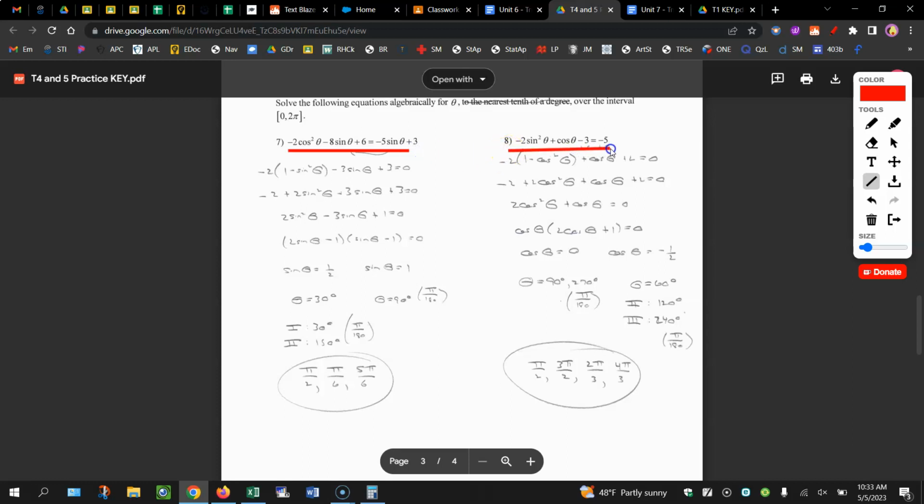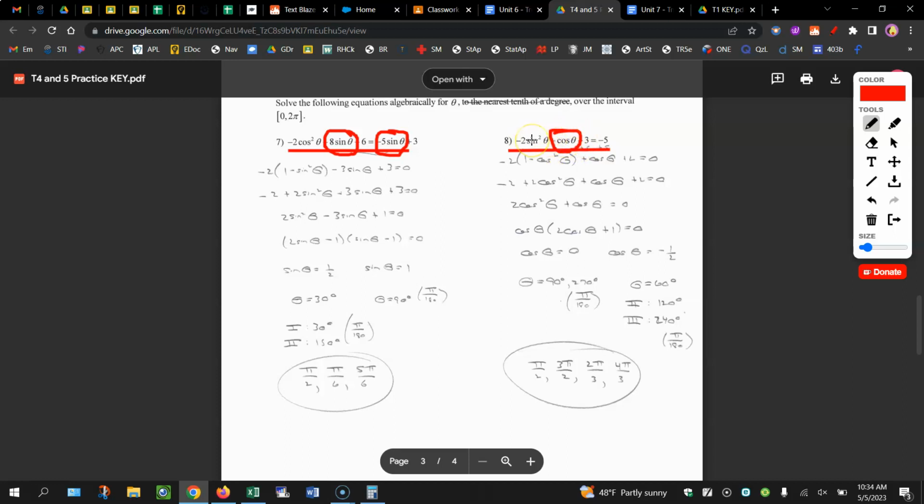So you're going to have to figure out what trig function you're going to convert the whole equation to. Is it sine or is it cosine? And I'll tell you, this is how you determine it. Whatever the linear term is, the one that's not squared, that's what you have to convert everything to. So in the equation on the left, that would be sine. In the equation on the right, it would be cosine.